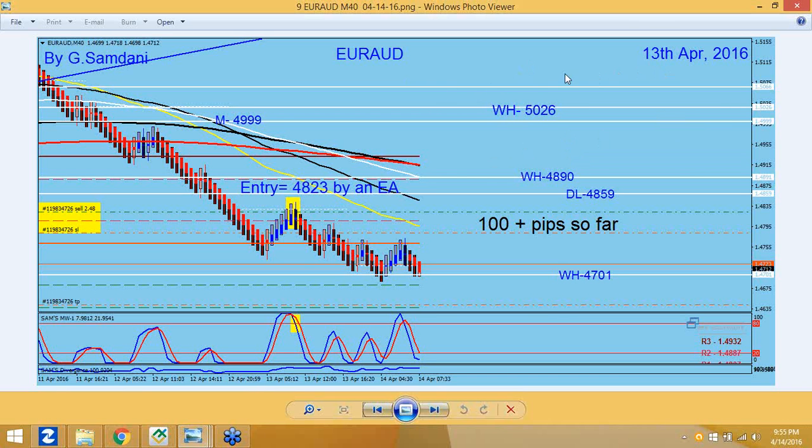This is one of the trades I opened on the 13th and closed. It's a 40-minute chart which you're looking at. You see this, I put it here, entry equal like 48.23 by an EA. So it's on the other computer, the EA is running, and I got this picture from the other computer just to show, to make the video.